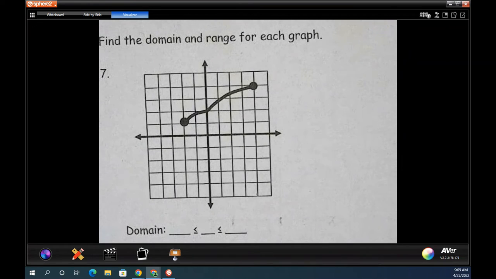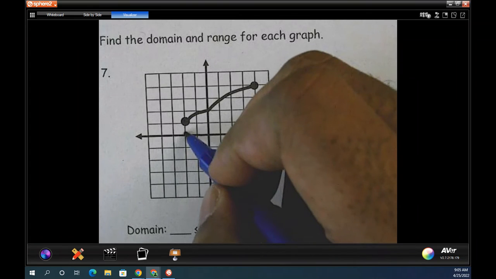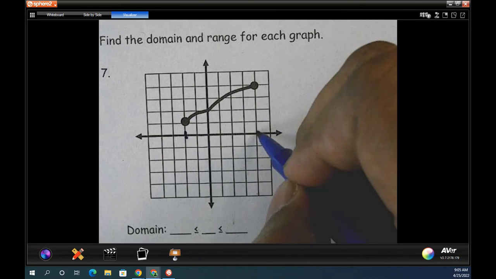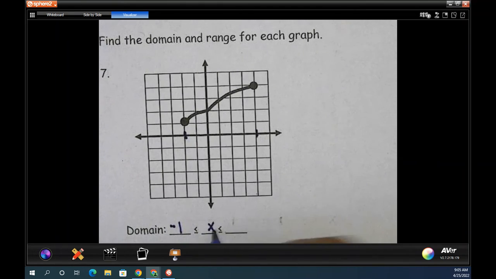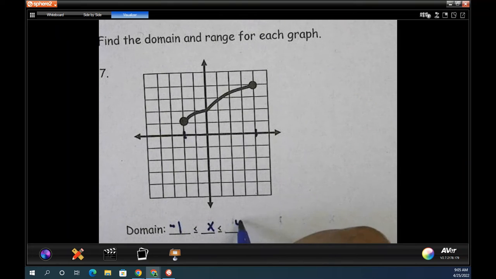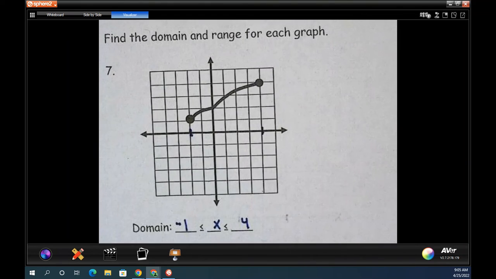Here we go. The domain is between here and here on the x-axis. So it's -1 is less than or equal to x, which is less than or equal to 4. How many of y'all got the domain? Raise your hand. Okay.